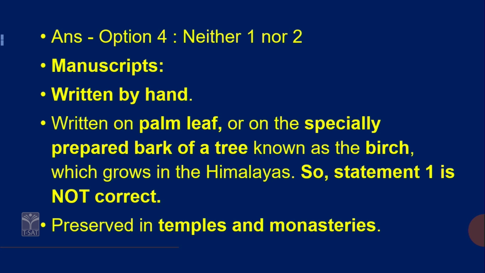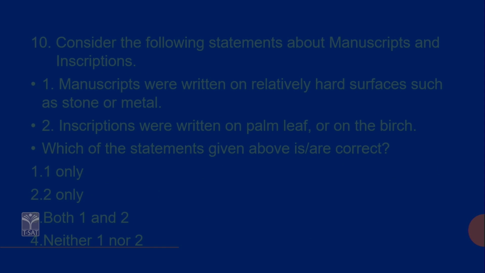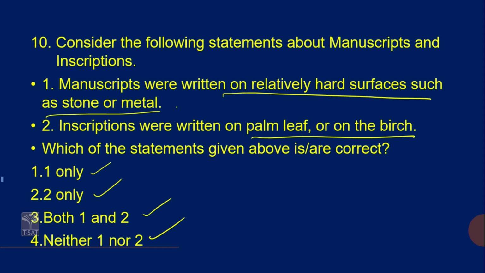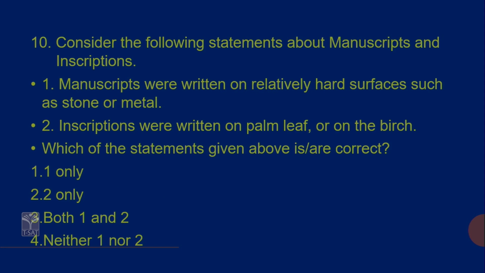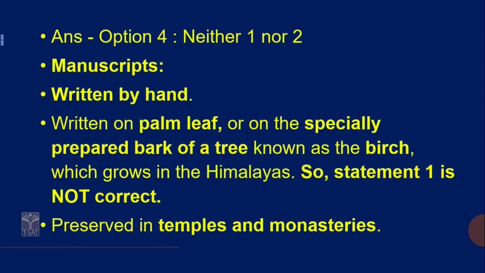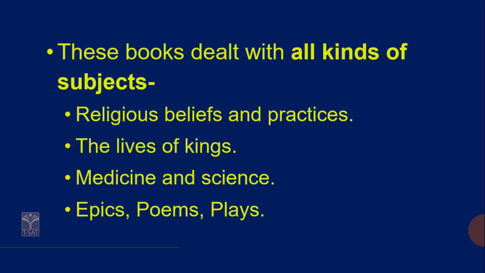Option is 4, neither 1 nor 2, because manuscripts are written by hand. They are written on palm leaf, especially bark of a tree. So the statement is not correct, and most manuscripts are preserved in temples and monasteries. If you see options, the options must be interchanged. Manuscripts are on palm leaves, inscriptions are on hard surfaces like stone or metal.